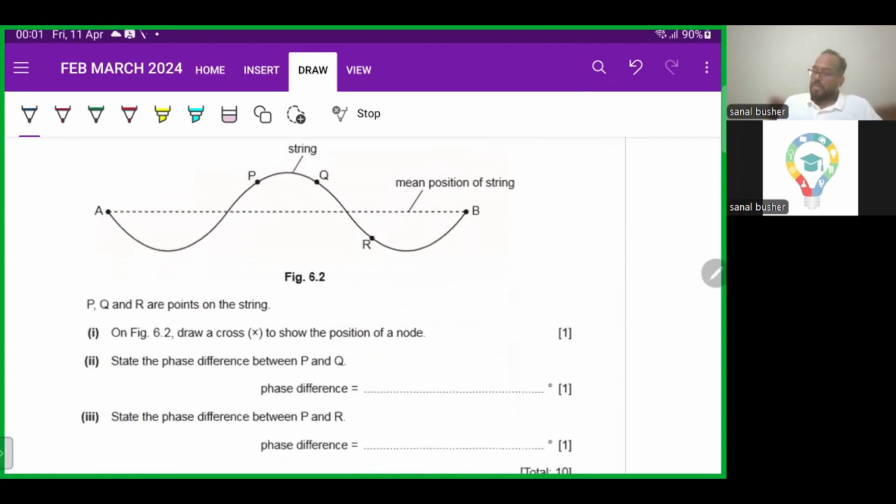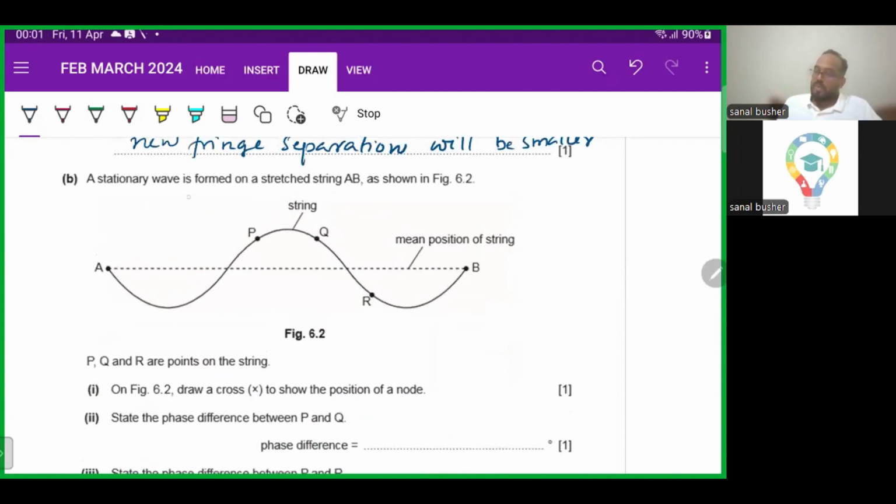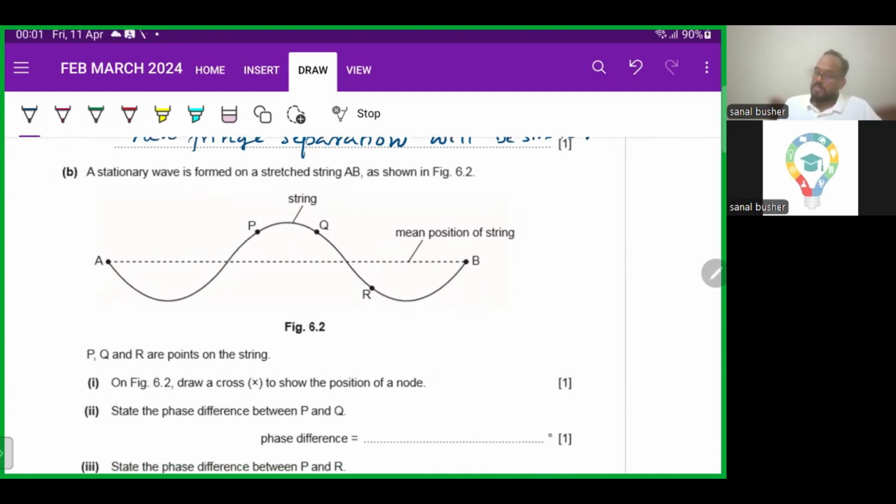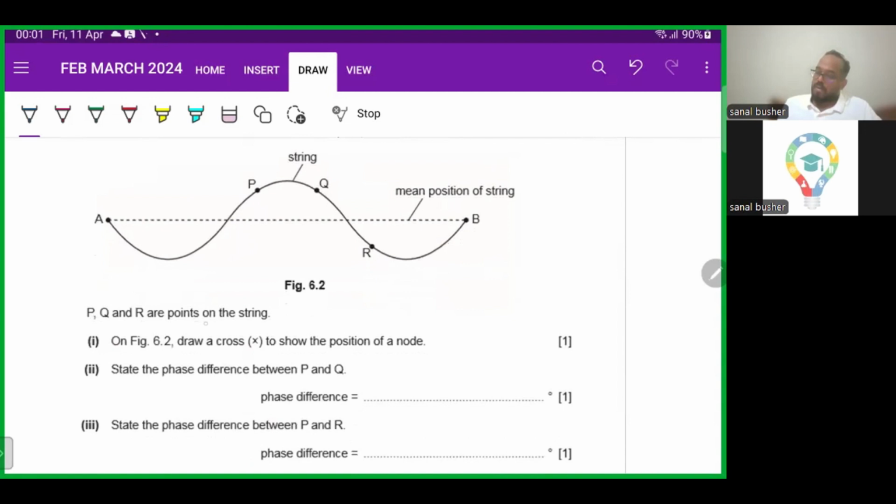Okay. Now, a stationary wave formed on the stretched wire AB is shown in this figure. P, Q, R are the points on the string. These points we need to consider. On the figure, draw a cross to show the position of a node. Position of the node means what? Nodes are those particles which will not move from the mean position, which are stationary. That is why it is called a stationary wave.